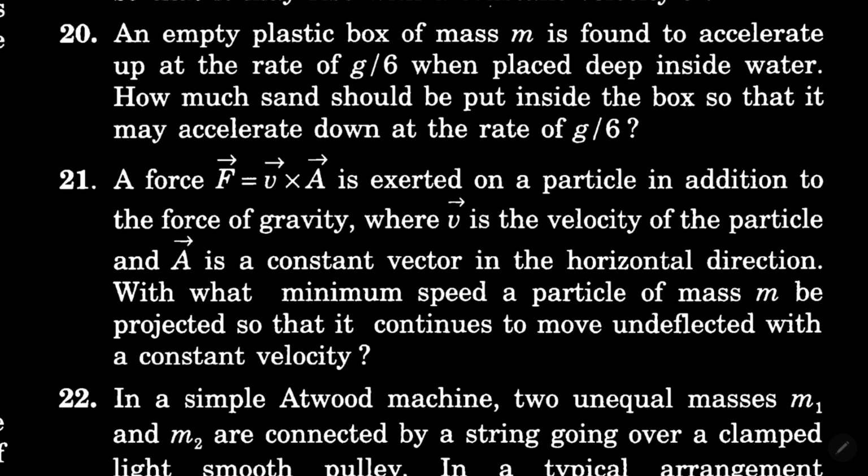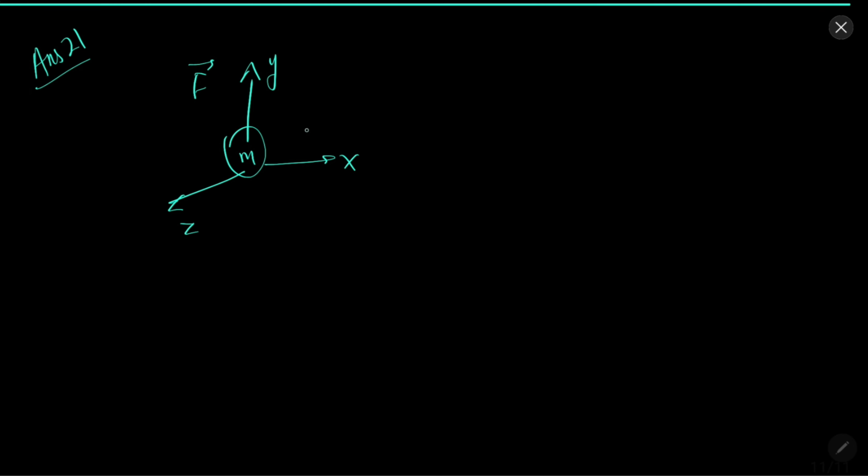In 21 we have a force which is exerted on a particle apart from the force of gravity. Now we need to find with what minimum speed a particle of mass m be projected so that it continues to move undeflected with constant velocity. So let's first draw the situation, free body diagram. So let's say this is mass, this is y axis, this is x axis, this is z axis. So there is a force here, and this mg is there.